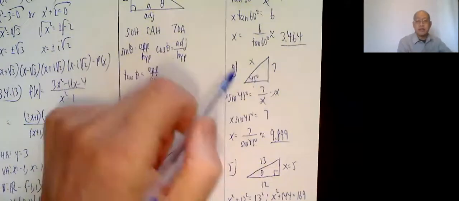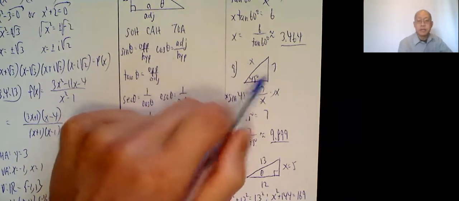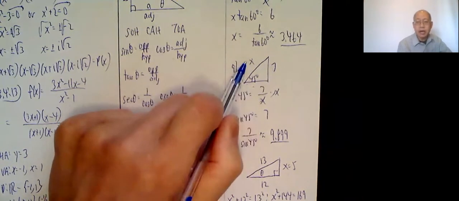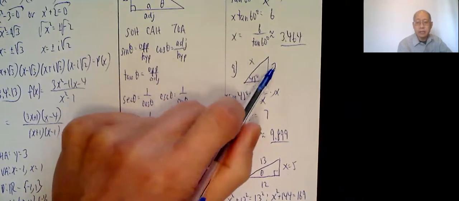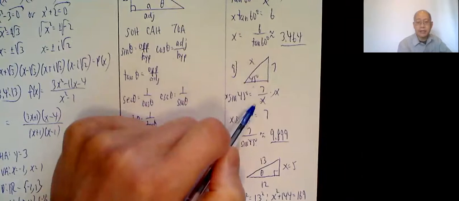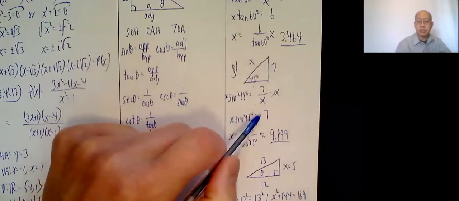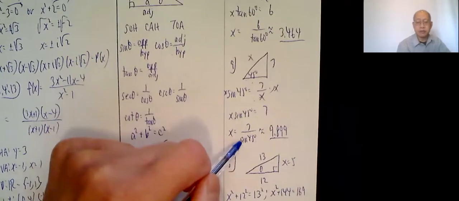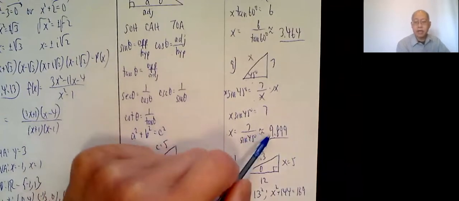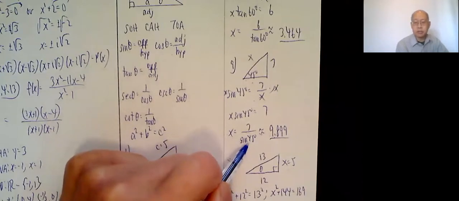Okay, number 9, they give me this picture, 45 degrees, 7, and x. This is the opposite side. This is the hypotenuse. So I can say sine of 45 degrees is opposite over hypotenuse, 7 over x. Multiply both sides by x. X sine of 45 degrees is 7, divided by sine of 45 degrees. So x is 7 divided by sine of 45 degrees. Punch it in your machine, 9.899. And for this one, if you're punching in your machine, make sure that you're in degrees.